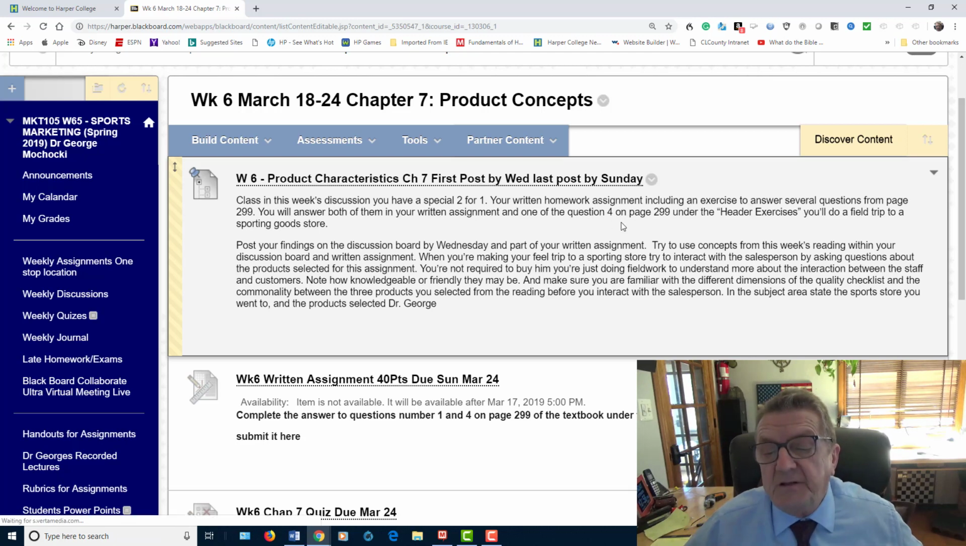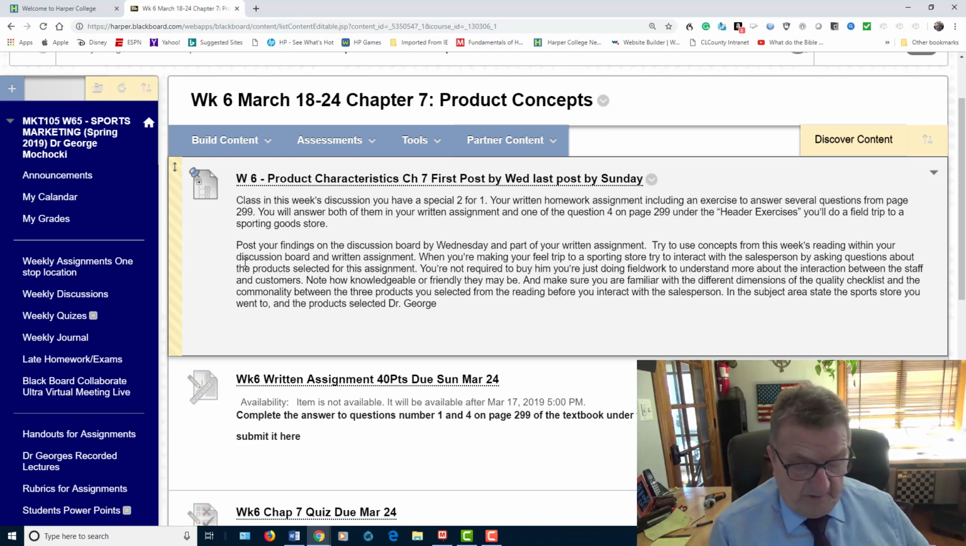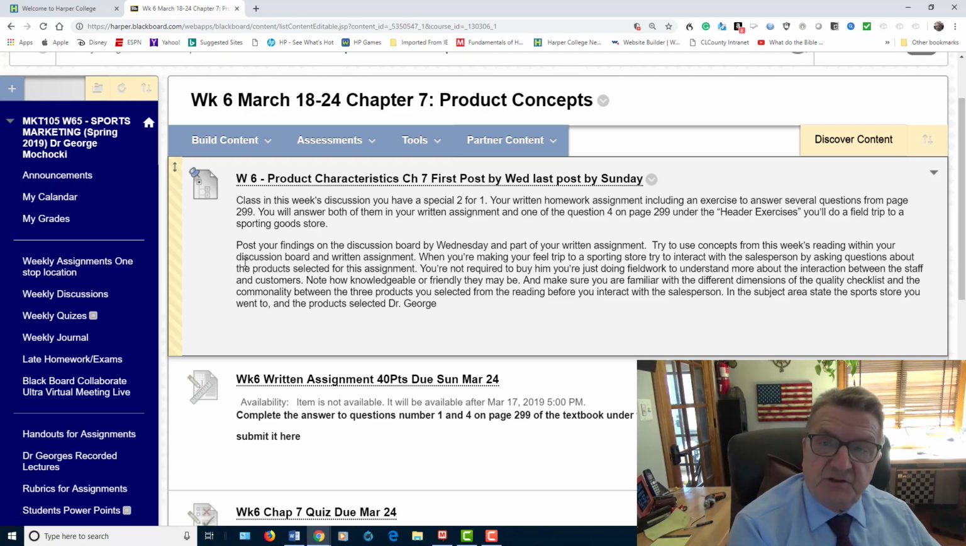One of the questions on page 299 under the header exercises is a field trip to a sporting goods store. Here's what you have to do: go to the sporting goods store. I'm reading this out loud here: locate 3 sports products that you believe exhibit high levels of product quality. What is the common theme among these 3 products, and how do these products rate on the dimensions of product quality described in this chapter?